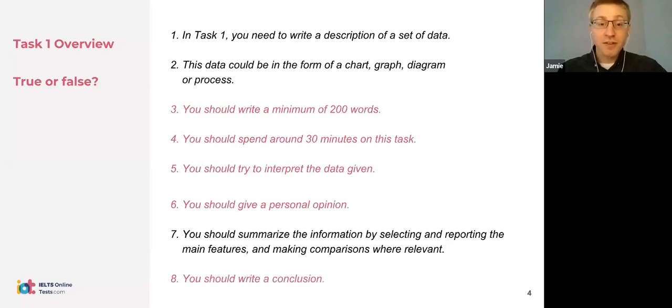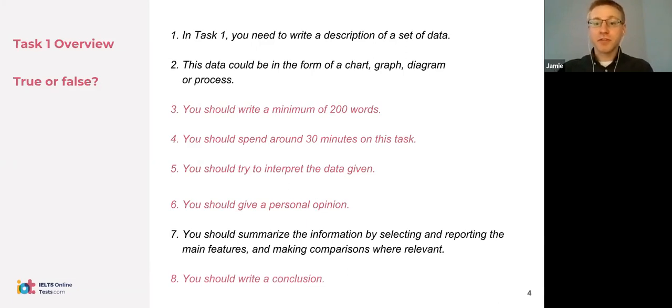Some of the question types, such as describing a process, you might benefit from writing a short concluding sentence. That's something we can look at in another webinar, but when you're describing a graph or a chart, you do not need to write a conclusion. You will not be penalized if you do write a conclusion, but it's not necessary. Okay, so I hope that has helped you to get an overview of task 1.